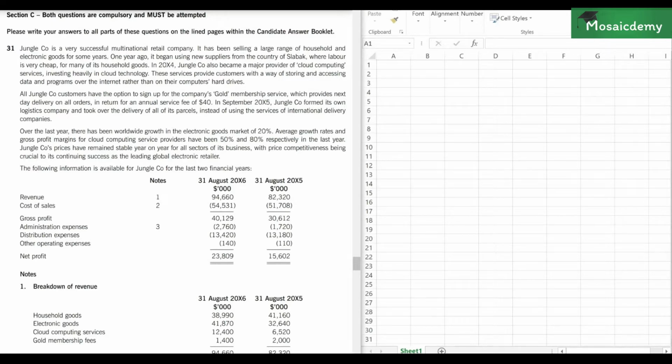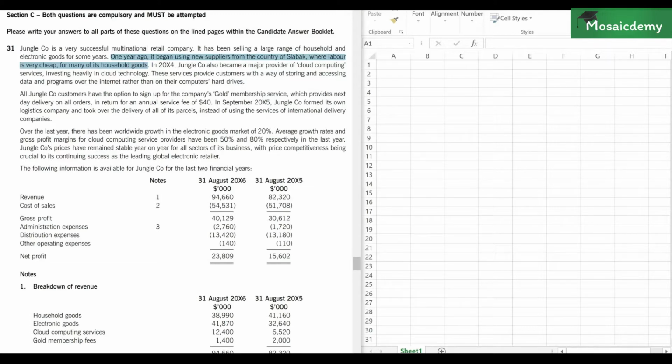A year ago, it began using new suppliers from the country of Slovak, where labor is very cheap, for many of its household goods. Let's stop here, because this is the point of discussion. So if we think about it, what do we expect to happen as a result?